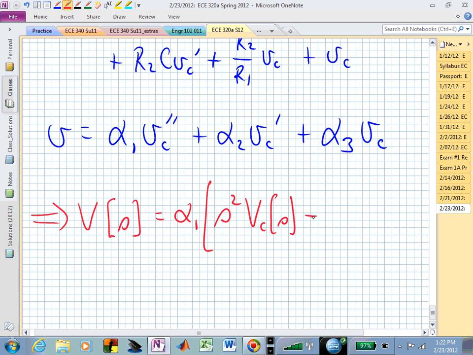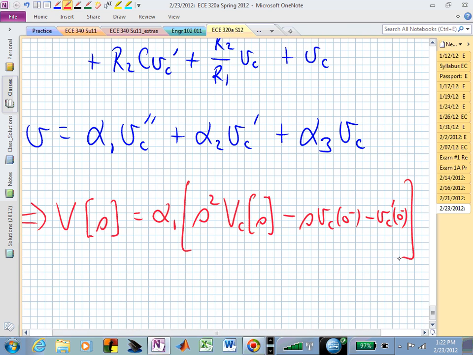But if we keep track of all of these initial conditions, we actually have some initial conditions to worry about. We have minus S V sub C of 0 minus, minus V sub C prime of 0 minus. And all of those pieces get scaled by alpha sub 1. What is V sub C of 0 minus?